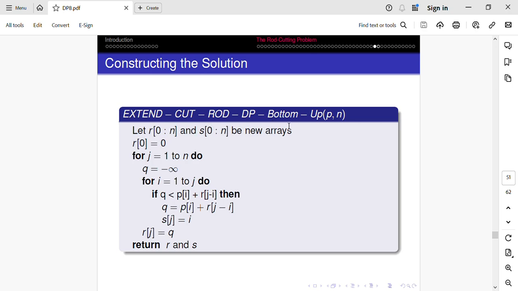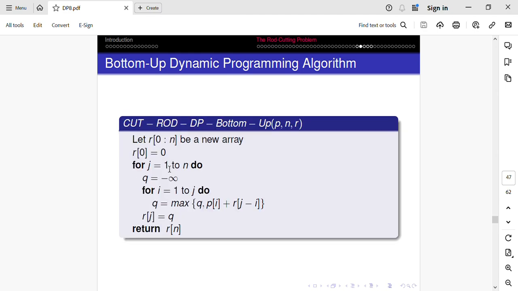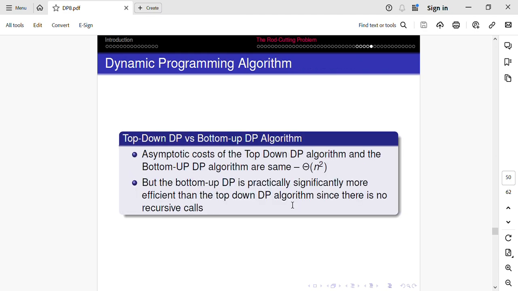Here we have the extended cut rod DP bottom-up. So initially we have another extra array s. Here we will actually say which location to cut. So similarly, because in the cut rod bottom-up we have this maximum function, there is one simple equation, but now we will do more than one statement, so we go for an if-then statement.